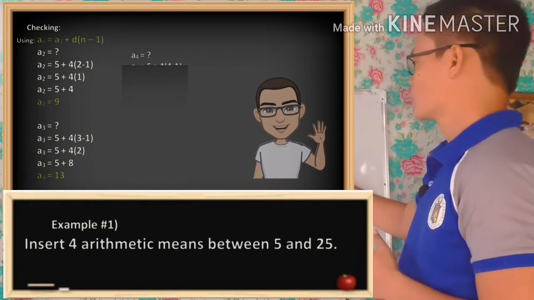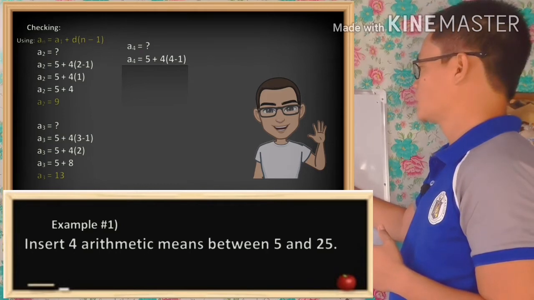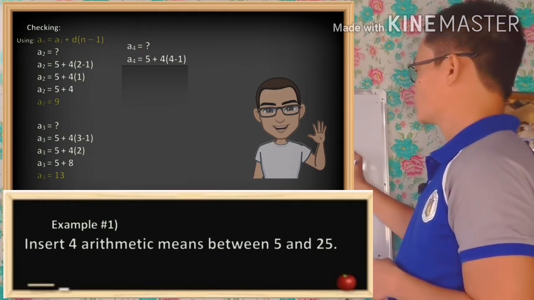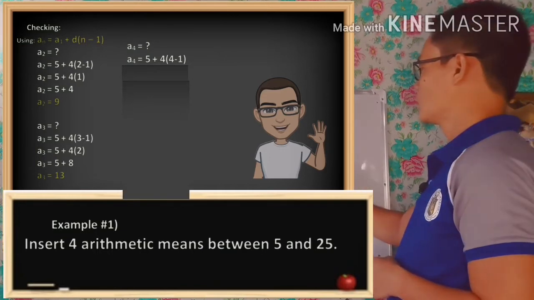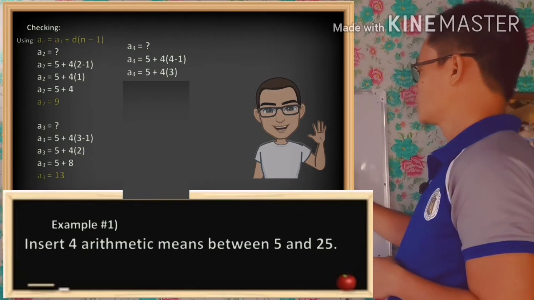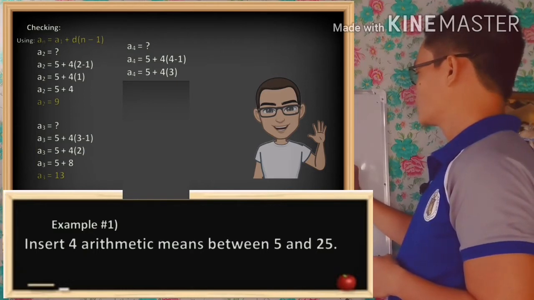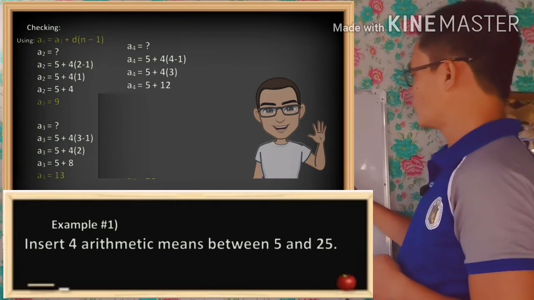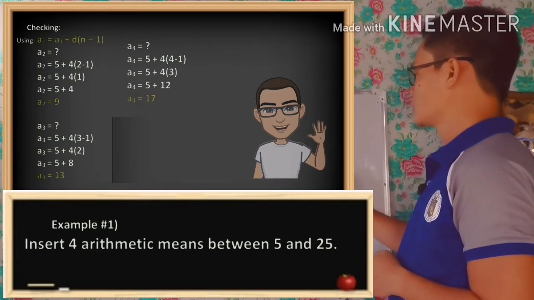Fourth term, a sub 4 equals the first term 5, plus the common difference 4 multiplied by n minus 1. We have a sub 4 equals 5 plus 4 multiplied by 3. So a sub 4 is 4 times 3 is 12, plus 5 is 17.